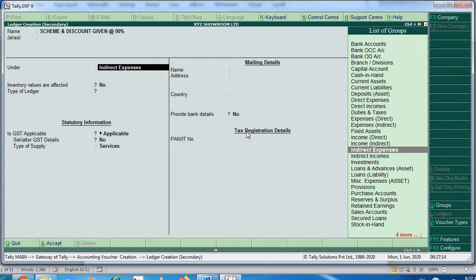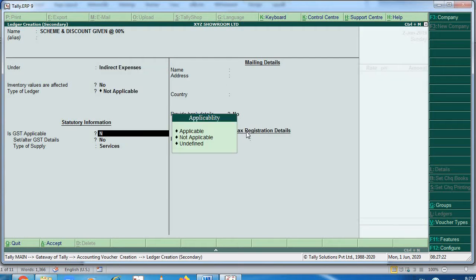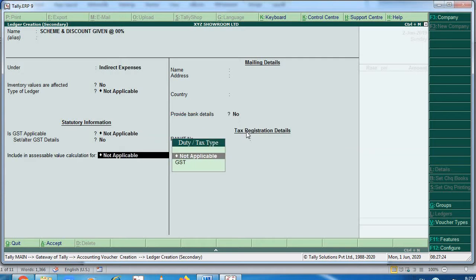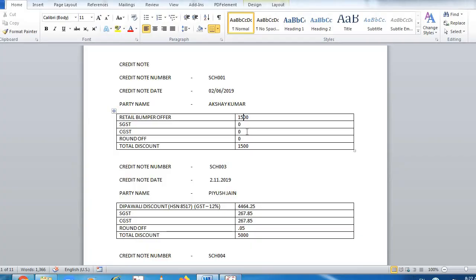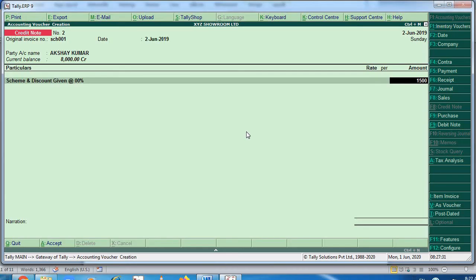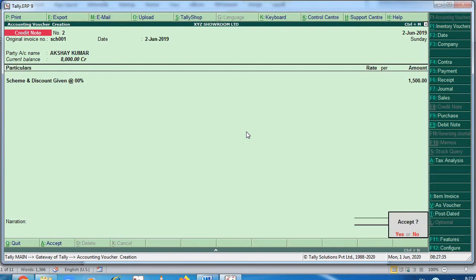Enter. So now this will be under my indirect expense. Earlier in debit note it was my indirect income. Enter. Tax is not applicable, so not applicable. Enter. That's it. And how much is the amount? That is 1500. So without taxable it's very simple. Enter, and your credit note is good to go.